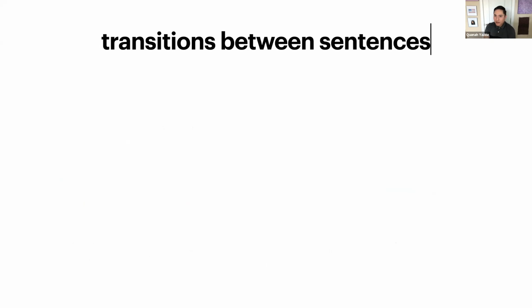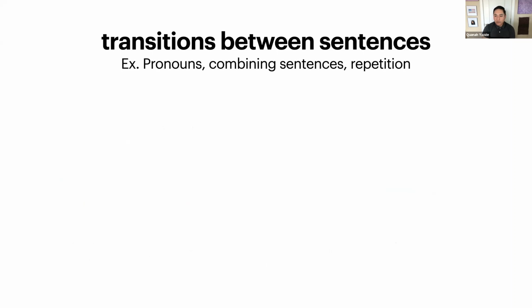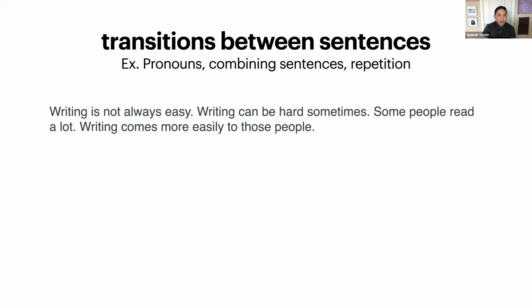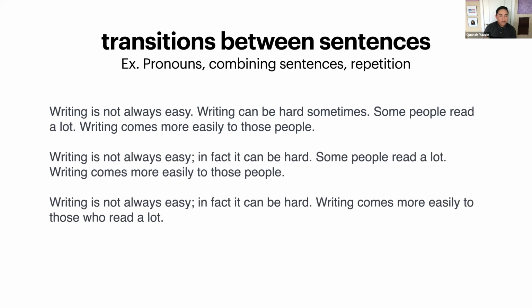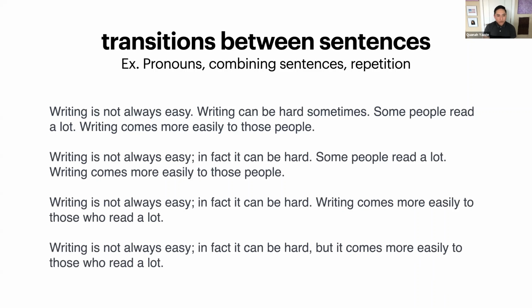And the next one is another example. I believe this one has 4 examples that you need to choose from. So we have, writing is not always easy. Writing can be hard sometimes. And then I'll just lay them out for you here. There should be 4. All right, which one do you think is most coherent?